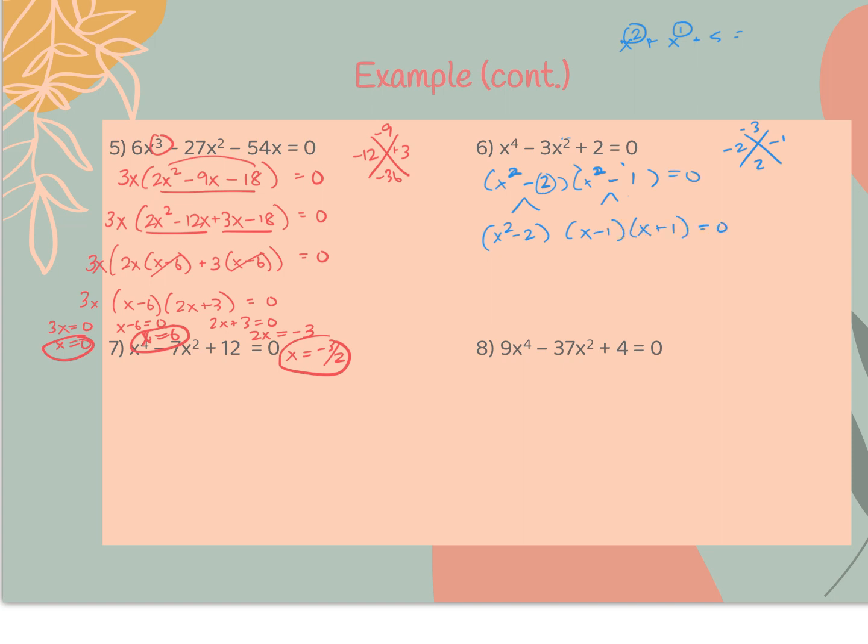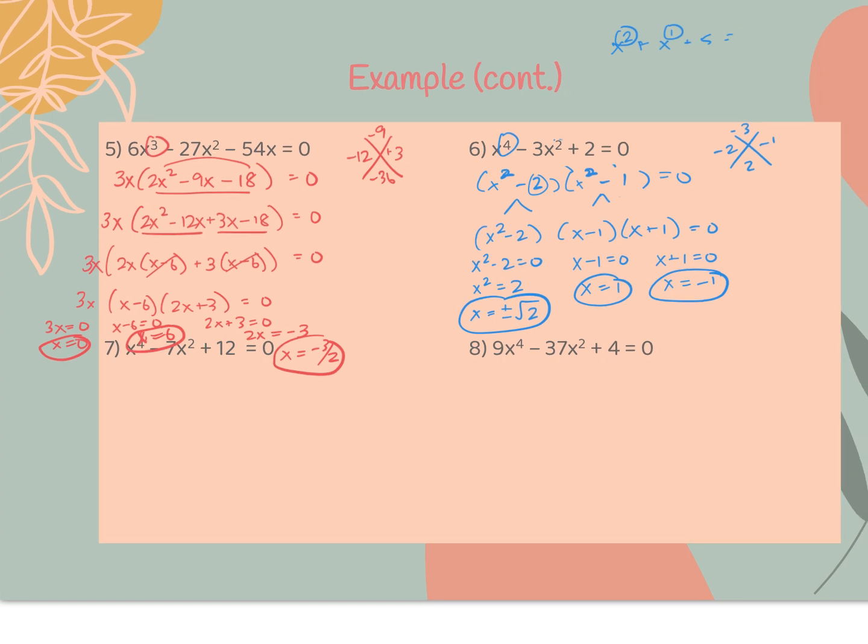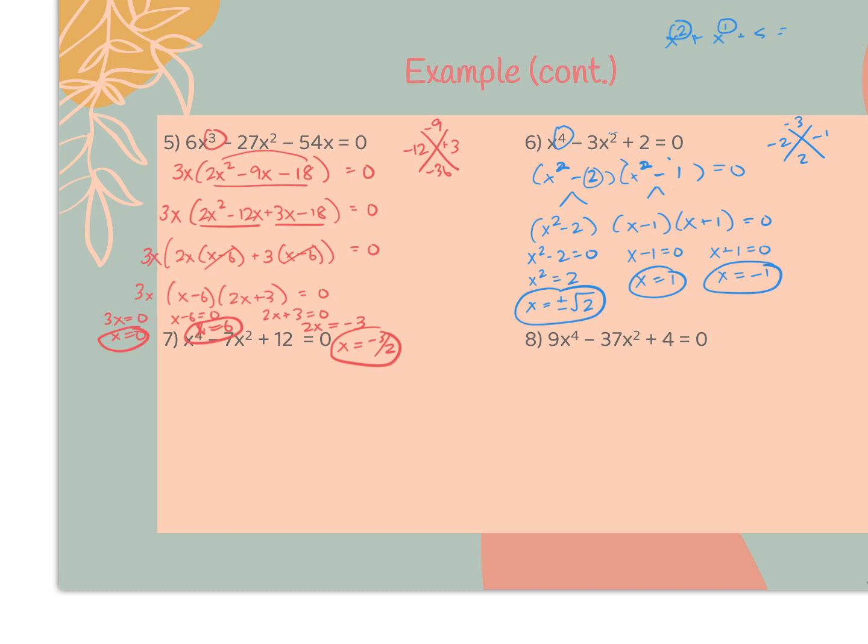And so again, they all equal 0. I make each one equal to 0. x squared minus 2 is 0, so x squared is 2. So x equals plus or minus square root of 2. That's 2 solutions. x minus 1 is 0, so x equals 1. That's a third solution. And x plus 1 is 0, so x equals negative 1. And there's my fourth solution. Again, x to the fourth power, 4 solutions. Makes perfect sense, okay? So now I'm going to do an alternative way.